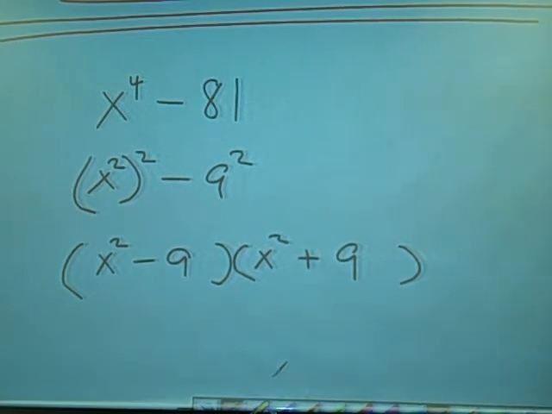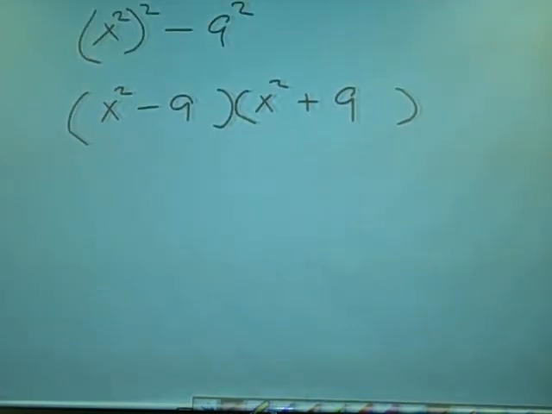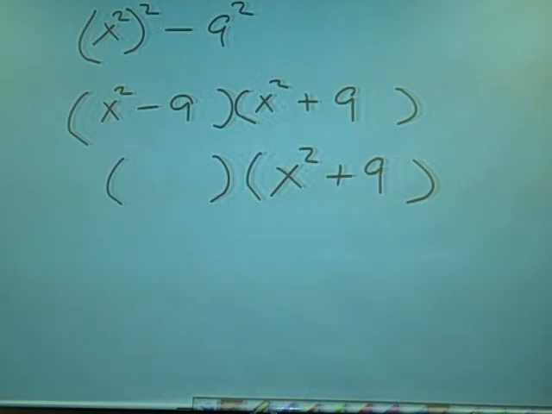Alright? So, can we factor the x squared plus 9? No. We can't, right? Because that's the sum of 2 squares. So we just bring the x squared plus 9 down and just leave it alone. And we can't do any more of that. But we can factor the x squared minus 9, and that gives us what? X plus 3, x minus 3. Good. X plus 3 and x minus 3. Because 3 squared gives us 9, right?